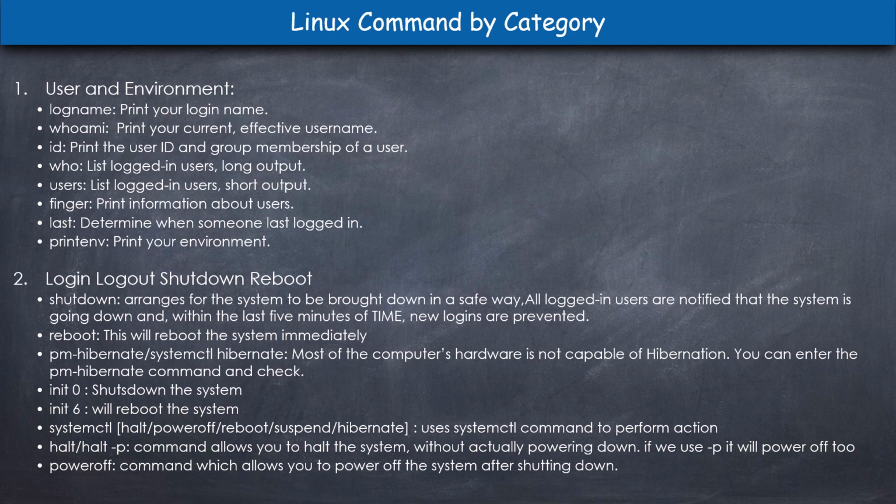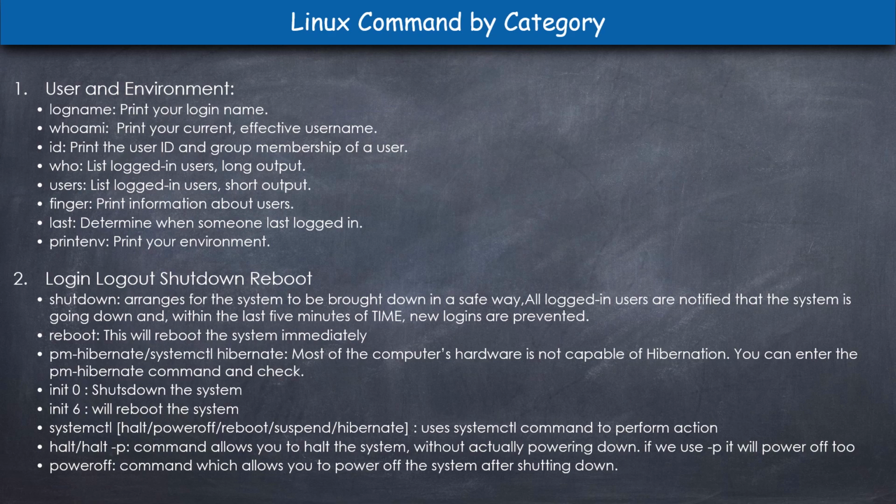Reboot will reboot the system immediately. This is not a safe reboot, it's like pressing a button, not that harsh, but it just reboots the system immediately. Then pm-hibernate and systemctl hibernate you can use to hibernate the system. Init 0 shuts down the system, init 6 will reboot the system. These are the differences: shutdown, reboot, init 0, init 6. You can use these options accordingly. There are also systemctl halt, poweroff, reboot, suspend and hibernate. Using systemctl is a good option, better to use systemctl. You can use any one of these, it's your preference, but shutdown is the safest way.